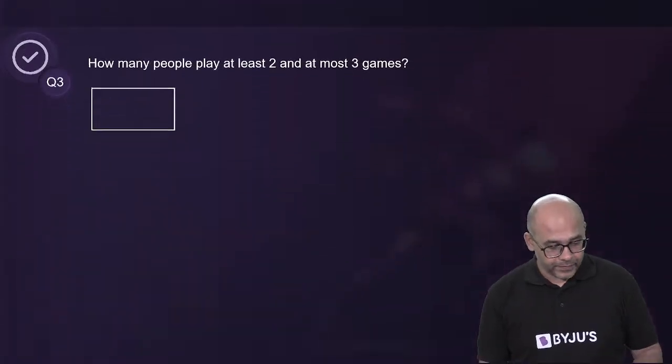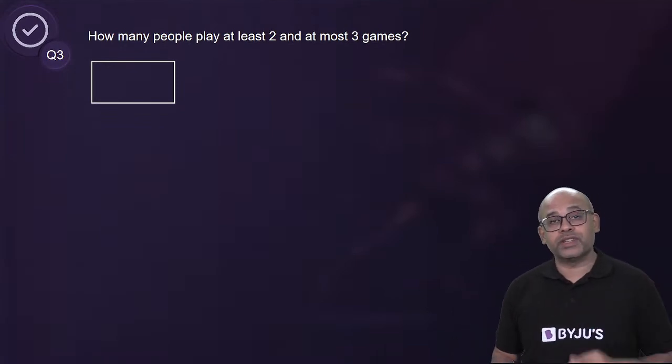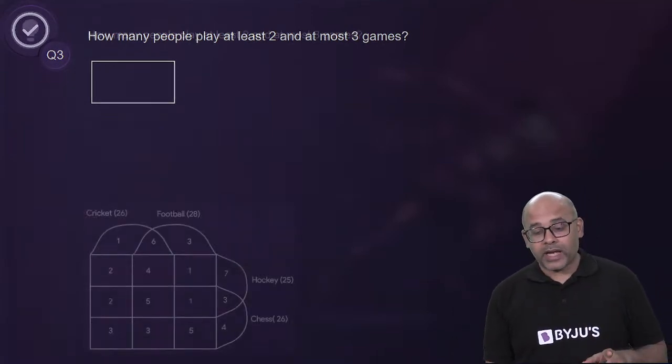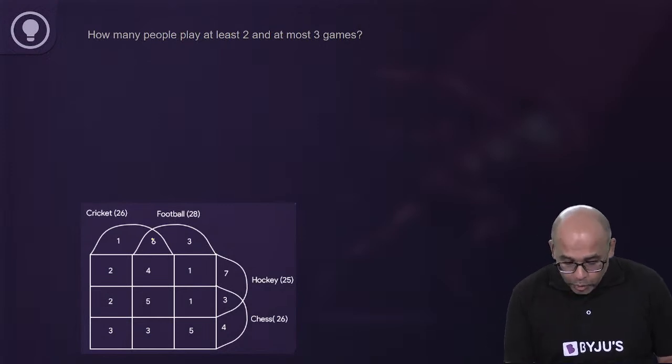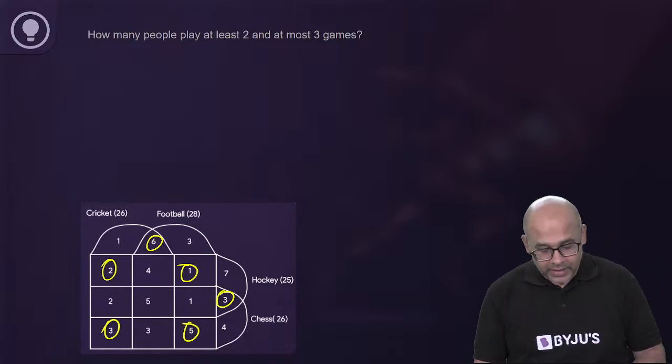Clear? Next. How many people play at least 2 and at most 3 games? So minimum 2 and maximum 3. So minimum 2 is this, this, this. And 3 are these.